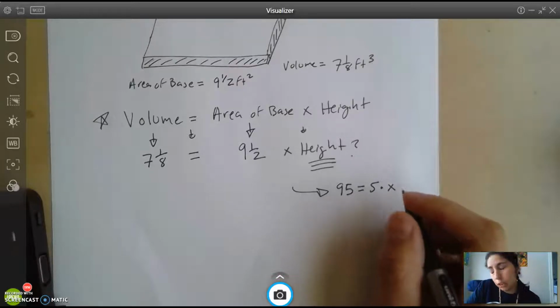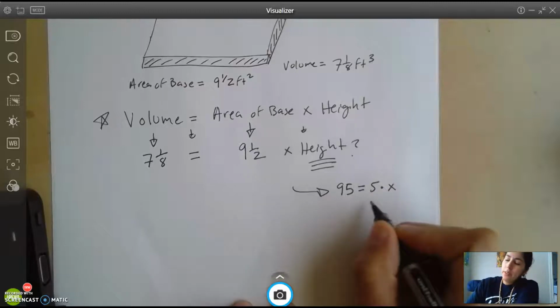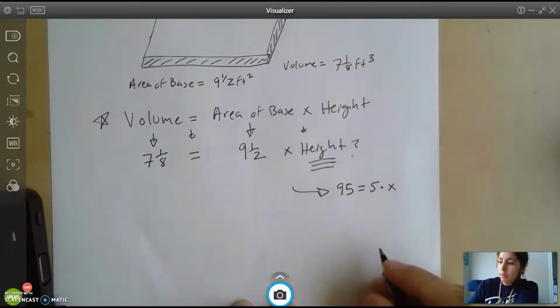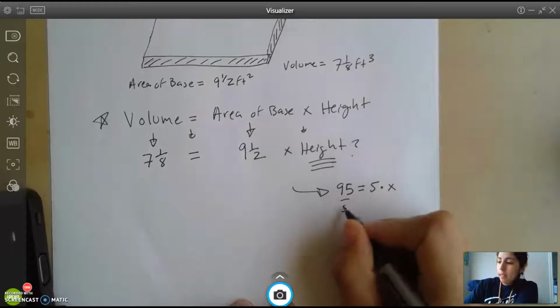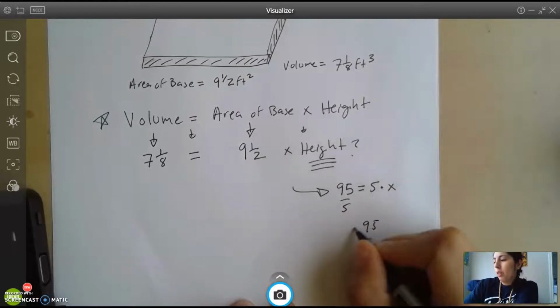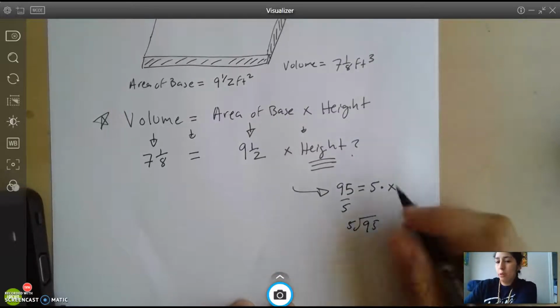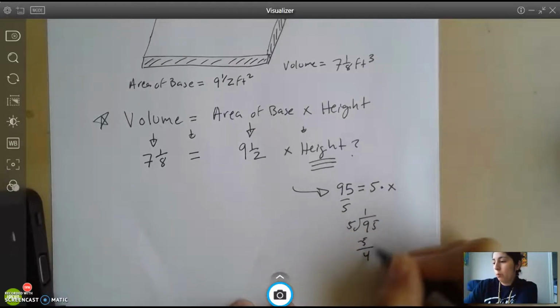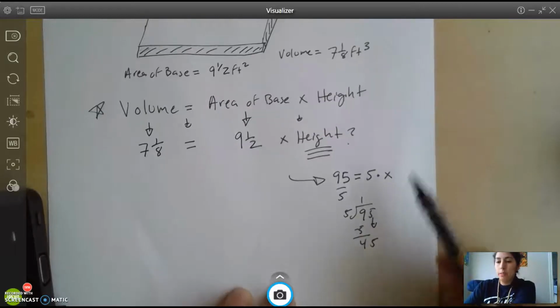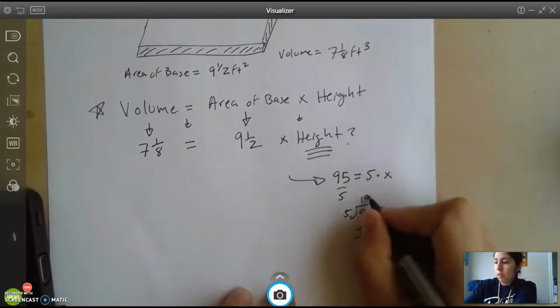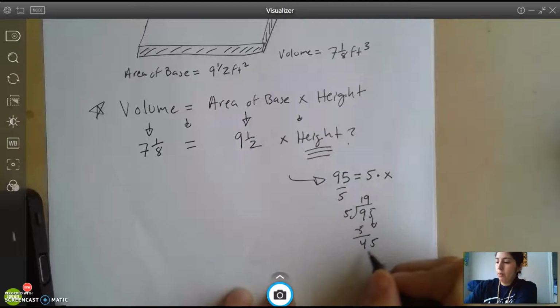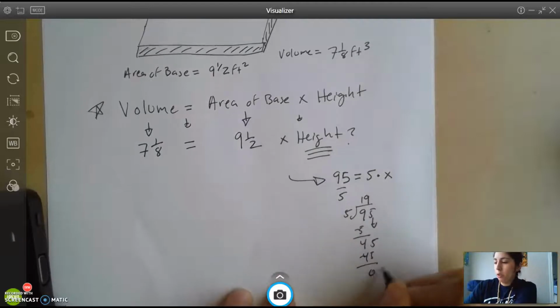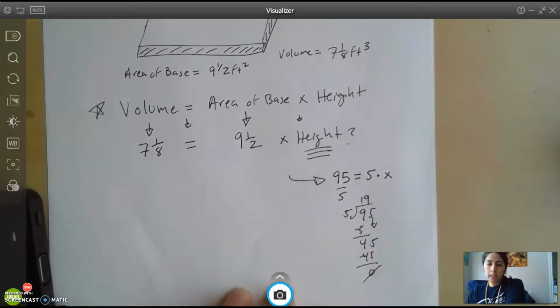And if you're saying division, you are right on track. So to figure out what 5 times what equals 95, I will divide 95 by 5. So off the side, 5 goes into 95. 5 goes into 9 1 time with a 5, subtract, 4, bring down the 5. 5 goes into 45 9 times. 5 times 9 equals 45, subtract, 0 remainder, and I'm done.